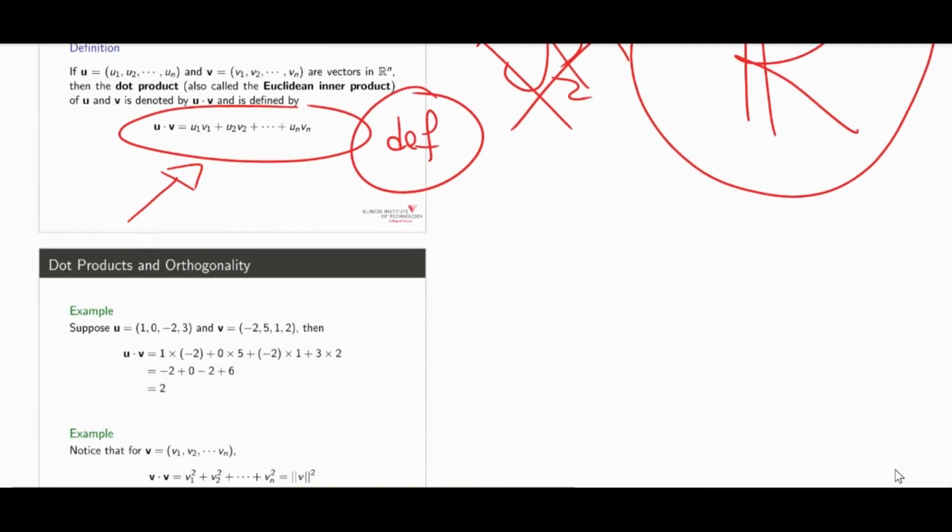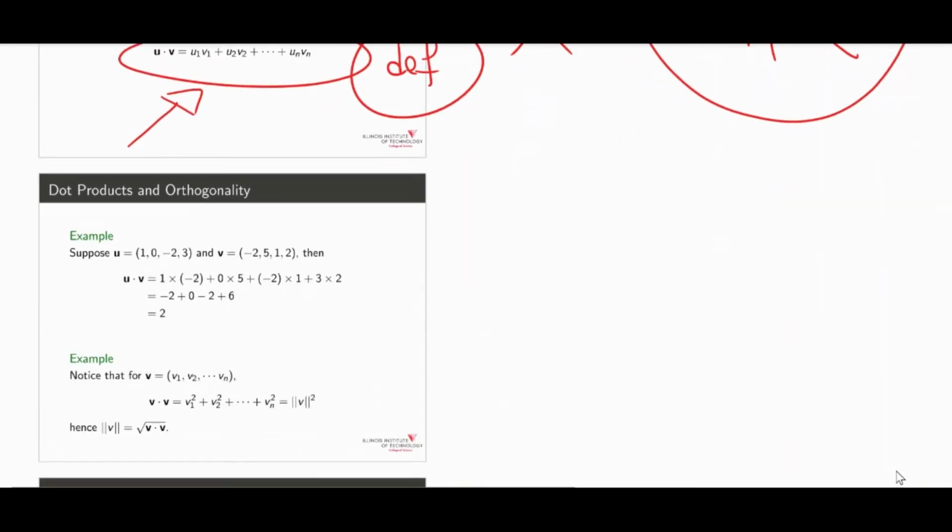We can do all these computations. Easy peasy, right? So this is a vector that is in R4. This is a vector that is in R4. The dot product, as you can see, no longer gives you a vector that is in R4. Instead, it will give you a number.